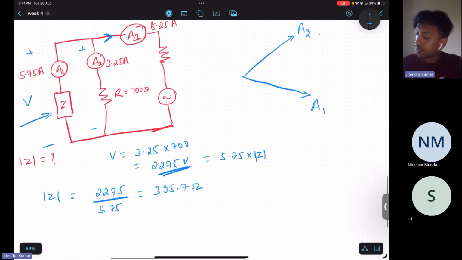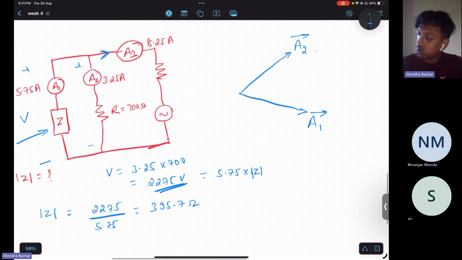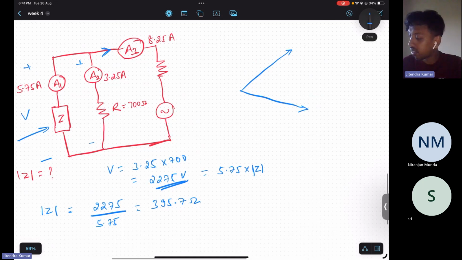Okay, so A1, A2, right? Let me write A1 and A2 as ammeter 1 and ammeter 2. It is better we write I1 and I2, since we are in electrical engineering, we need phasors, similar to vectors. So I1, I2. And in electrical we do not use this arrow.